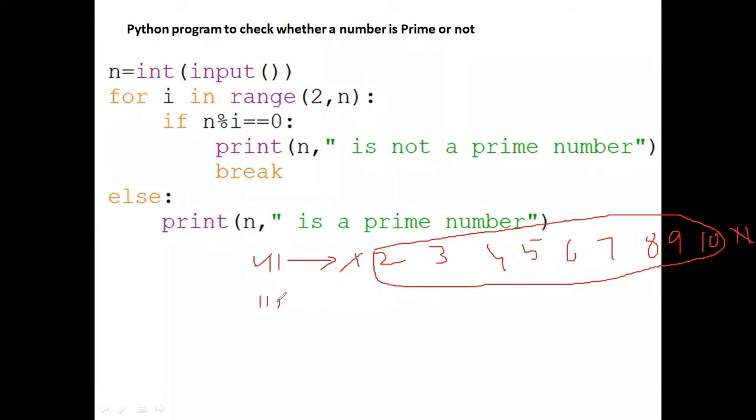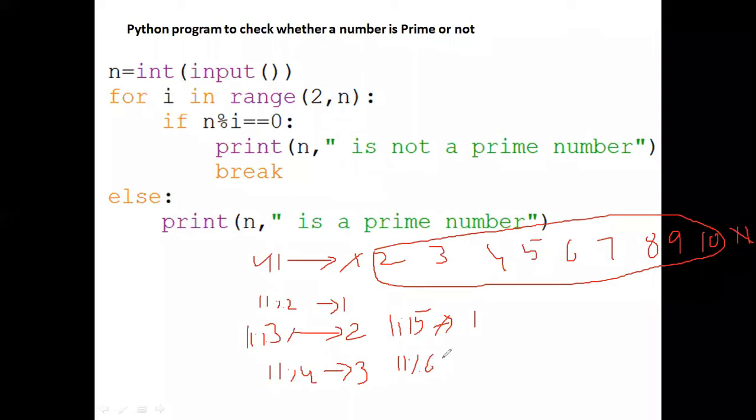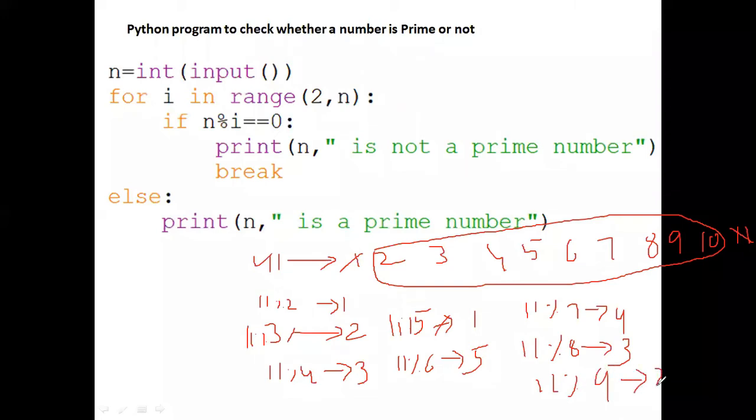So 11 % 2, we get the remainder 1. 11 % 3, we get the remainder 2. 11 % 4, we get the remainder 3. 11 % 5, we get the remainder 1. 11 % 6, we get the remainder 5. 11 % 7, we get the remainder 4. 11 % 8, we get the remainder 3. 11 % 9, we get the remainder 2. 11 % 10, we get the remainder 1.